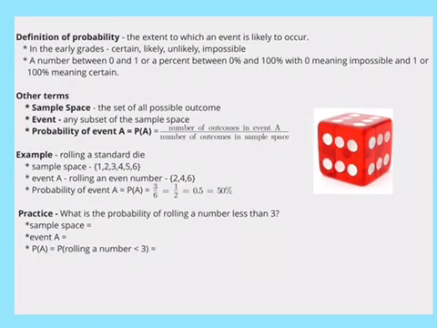The definition of probability is the extent to which an event is likely to occur. So in the early grades, 3rd, 4th, 5th grade, when we talk about the probability of events, typically students will respond in words like it's certain to happen, or it's likely, unlikely, or impossible. Typically there's not a numerical value that they're using. They're just using terms like certain, likely, unlikely, and impossible.